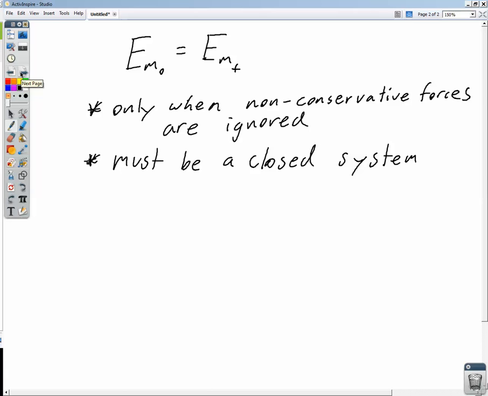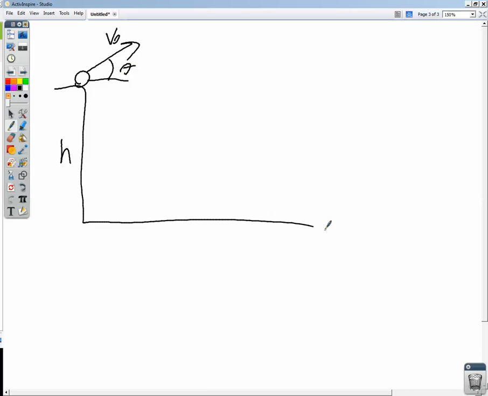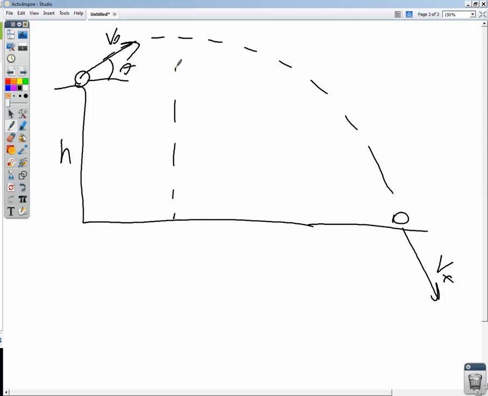Let's look at some examples as to how conservation of mechanical energy simplifies problems that we've already seen. First, let's take straight up projectile motion. We've got an object launched from a cliff at an angle of theta with some v naught. The cliff is a height h, and the ball goes up and comes down and hits the ground with some v final. It reaches some maximum height, capital H, above the top of the cliff.